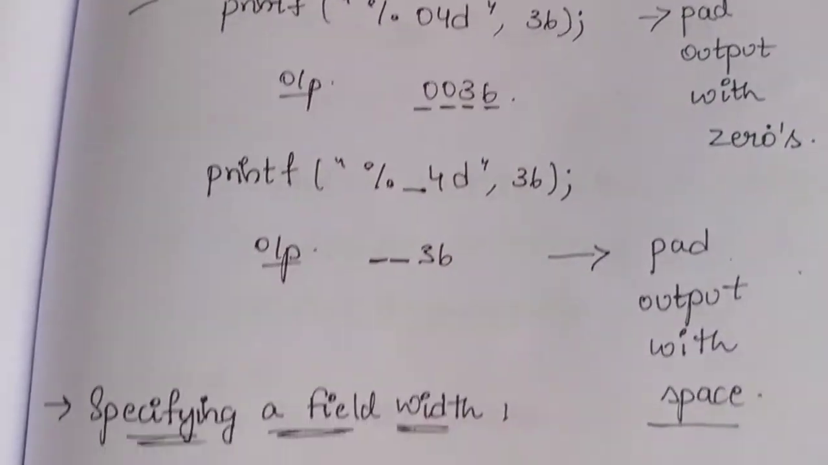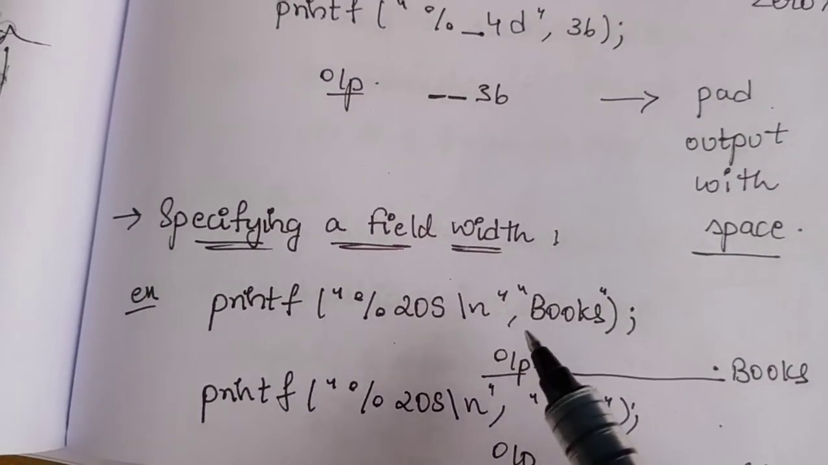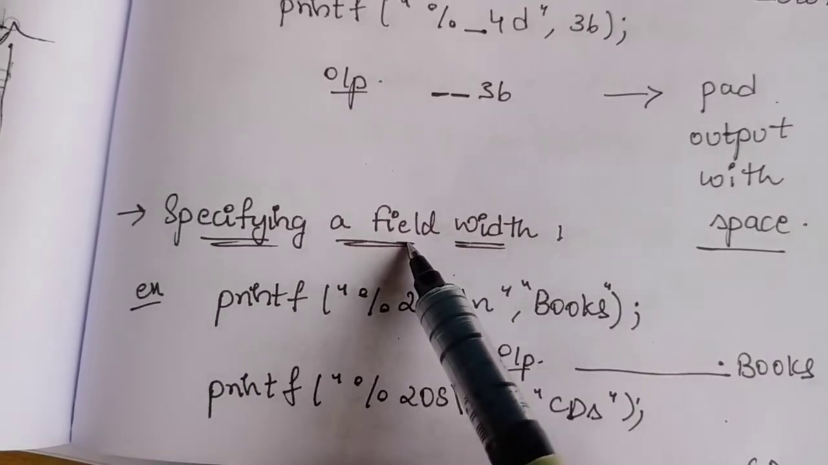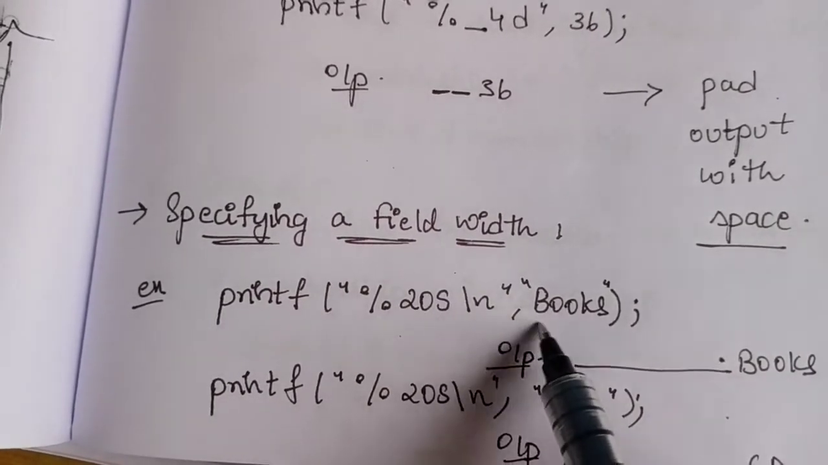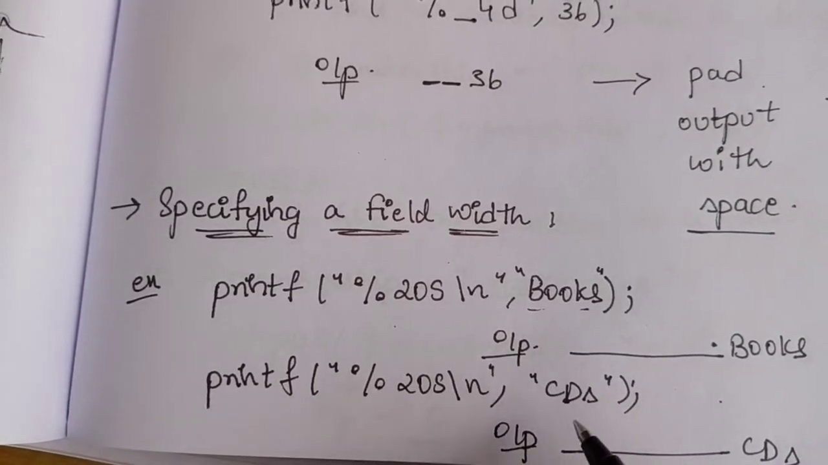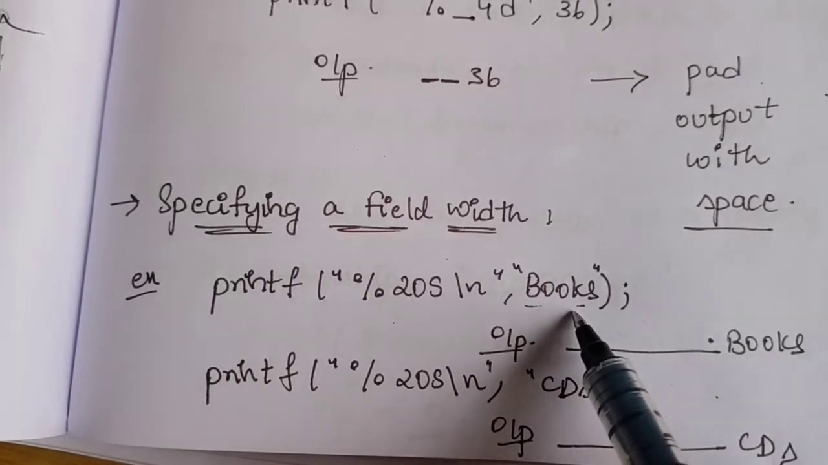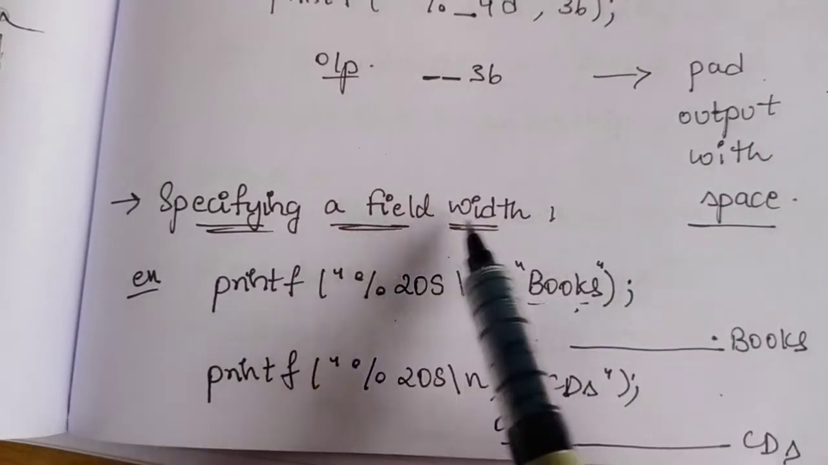And next one is specifying a field width. We can also specify the width of a field. A field is nothing but the data we are printing here, books, CDs, these are the fields, and we can specify the width of these fields by using field width, specifying a field width.